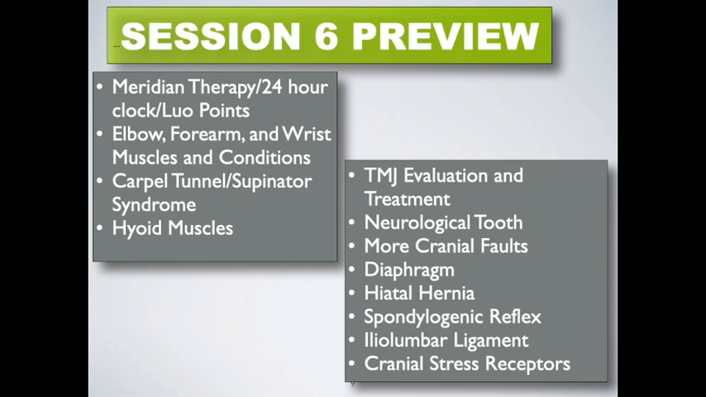So the session 6 preview: we're going to take meridian therapy to the next step and learn how to use the 24-hour clock. In addition to the tonification points and sedation points that we learned last time, we're going to learn low points or connector points, so we can move energy from one meridian to the next depending on where the deficiency is. We're going to get into elbow, forearm, and wrist muscles and conditions.